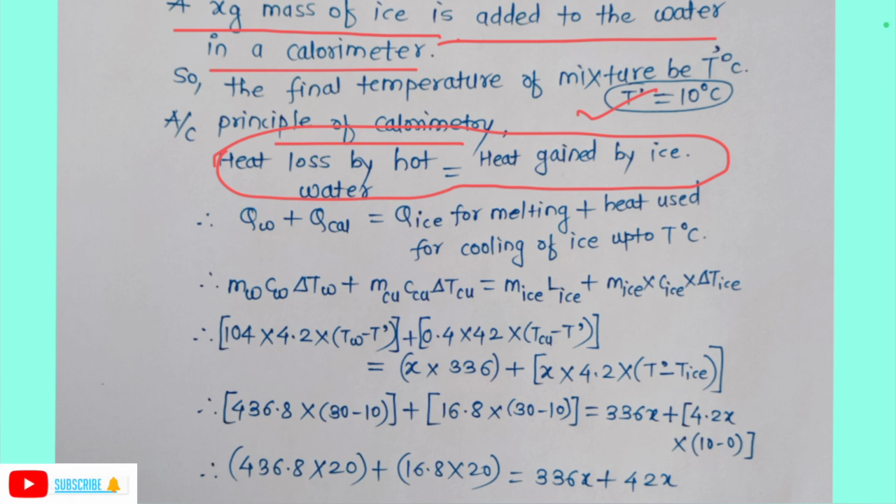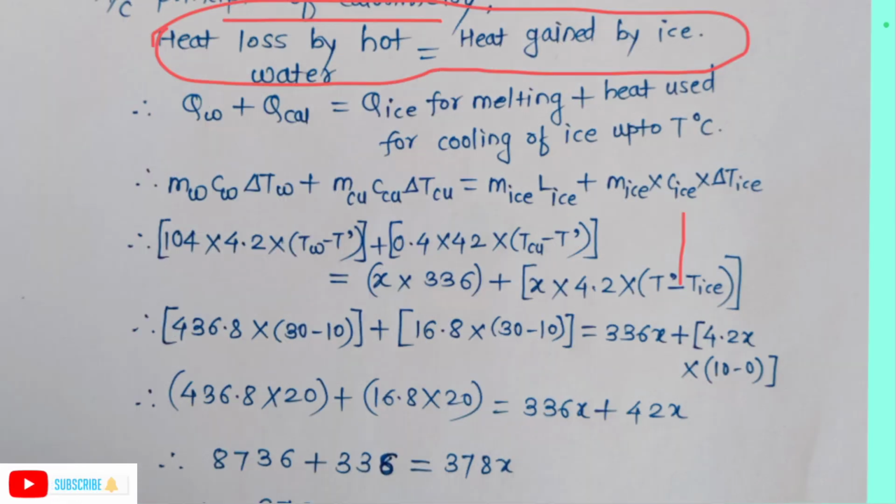Now hot water and calorimeter both have the temperature 30 degrees. If we are putting the ice inside the calorimeter and the water, they will lose their heat energy. Okay, so the heat released by the water and heat released by the calorimeter is equal to the heat gained by the ice for melting and heat used for heating of the ice up to T degrees Celsius.